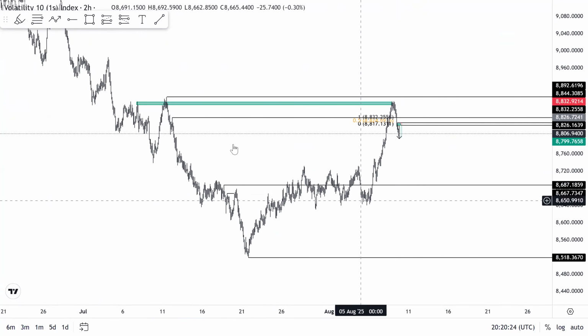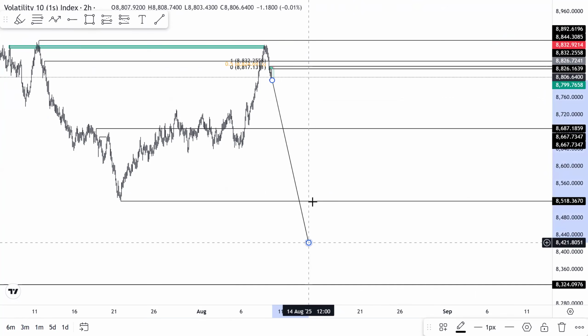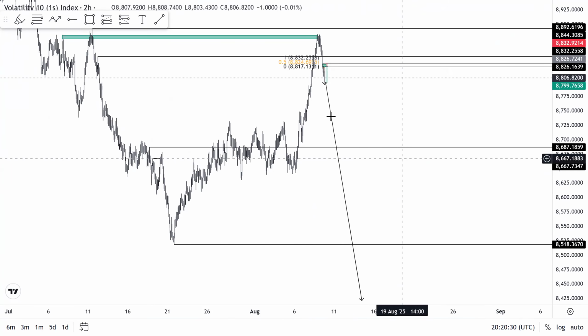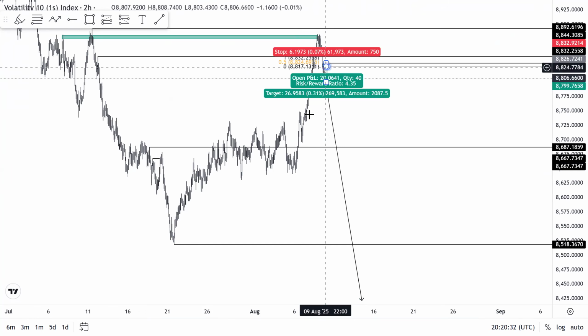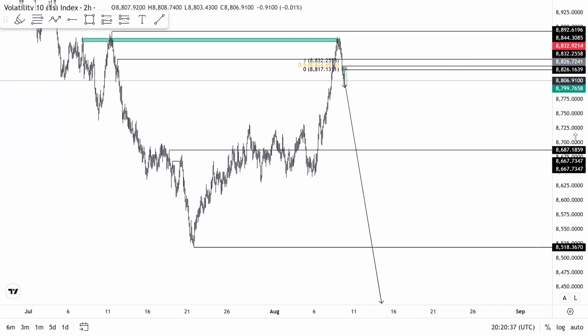So what do I expect to happen on VTNS? I expect VTNS to have an expansion back to the downside. Now, on the lower time frame, what do I want? I want to see a valid SPI here. It can be your type 1 or your type 2, right? It has to go in line with your bias, right?